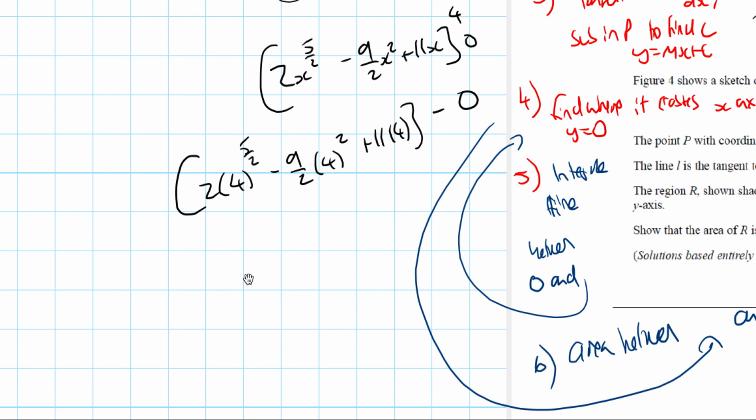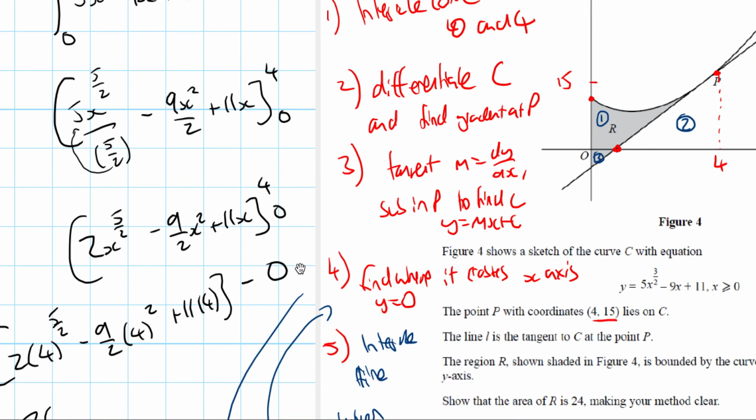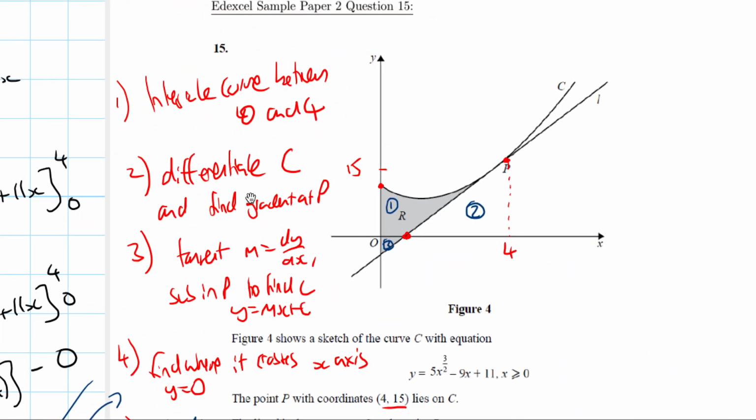So here we can just plug it in, so it's 2 times 4^(5/2) minus 9/2 times 4 squared plus 11 times 4, which gives you an answer of 36. So that's your first step that we've done, so that's your area in 1. So that's the whole curve.